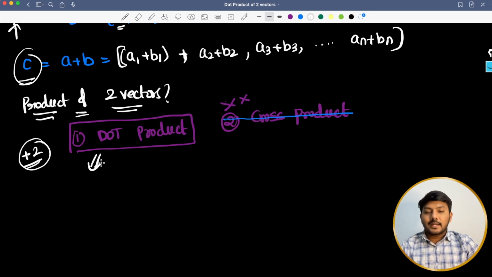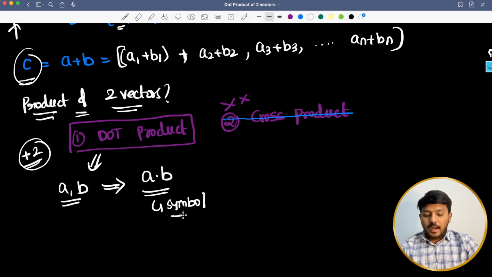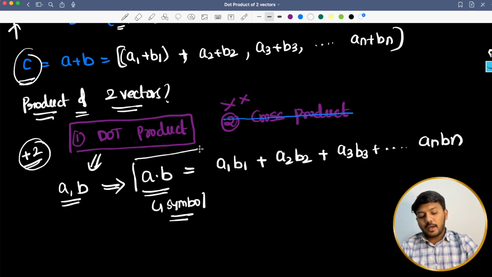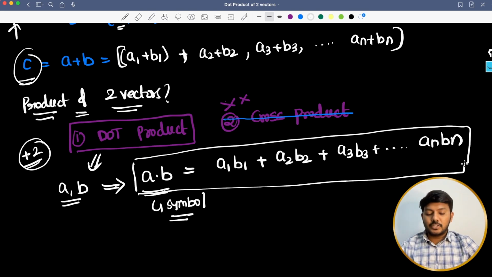How is a dot product symbolized? We have two vectors A and B, and the dot product will be marked as A dot B. So this is the symbol. And now let me give you the formula, which is A1 into B1 plus A2 into B2 plus A3 into B3 up until AN into BN. So this is the formula for the dot product of two vectors in linear algebra.